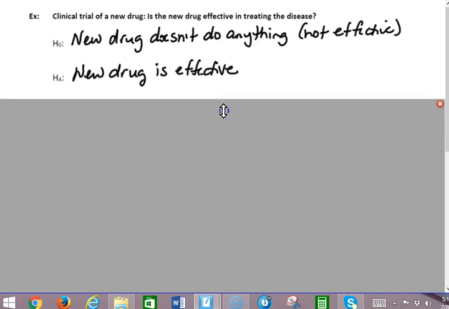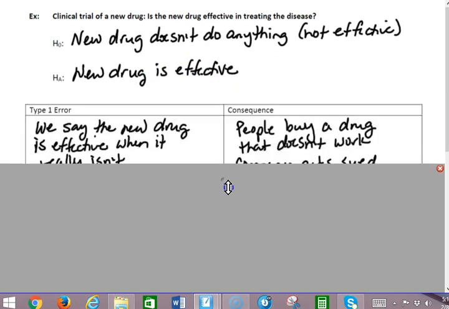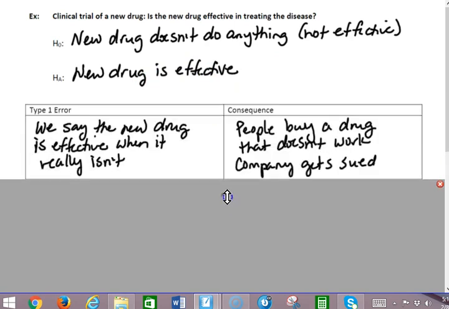So let's look at the type 1 and type 2 error here. Remember, type 1 error is rejecting the null hypothesis when it's really true. To reject the null hypothesis, we would have to find evidence that the new drug is effective. So we find evidence that the new drug is effective, but it really isn't. So people buy a drug that doesn't work. Maybe the company gets sued. Maybe people choose the new medicine over the old medicine. They might even get sick or die because they're not using their old medicine and the new medicine doesn't work. So that seems pretty dangerous.